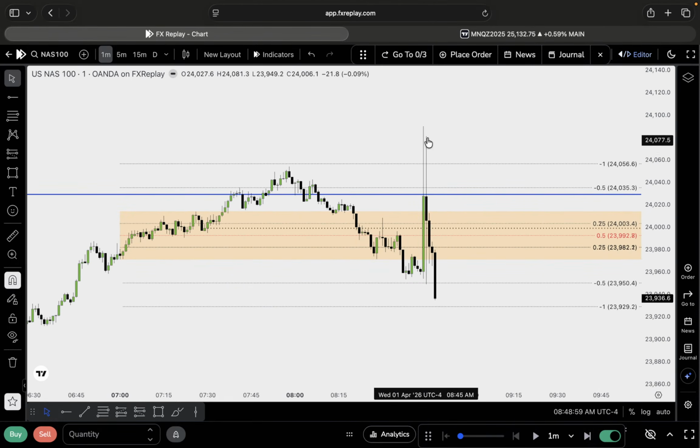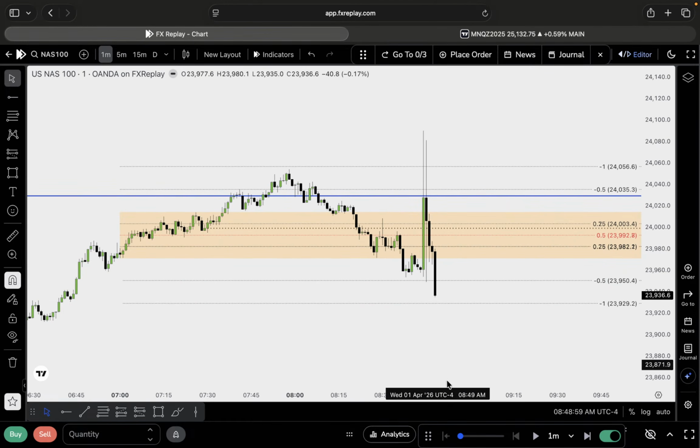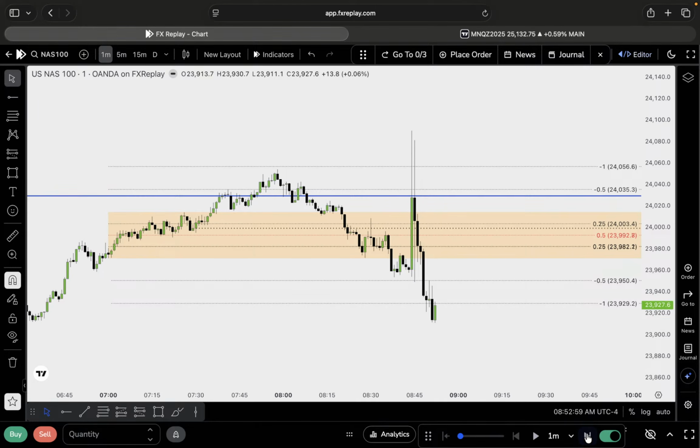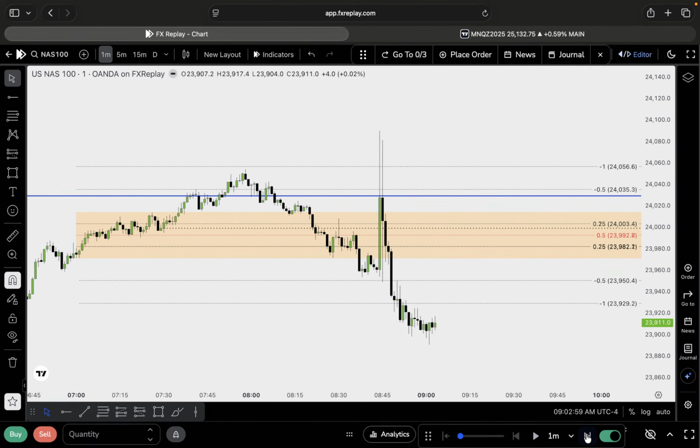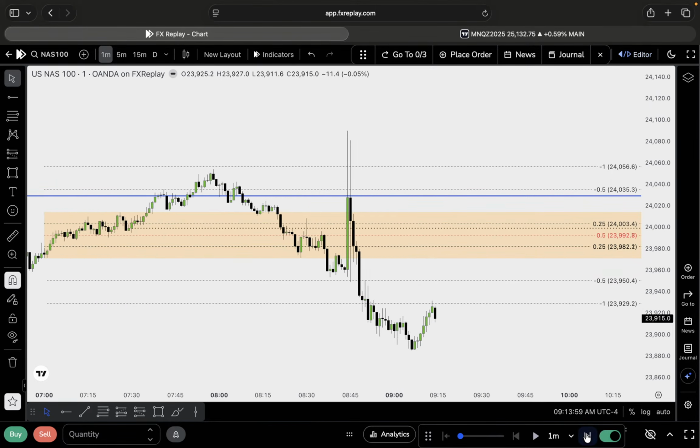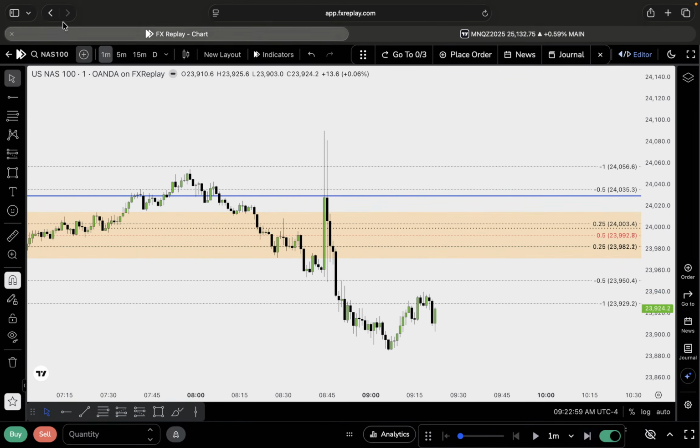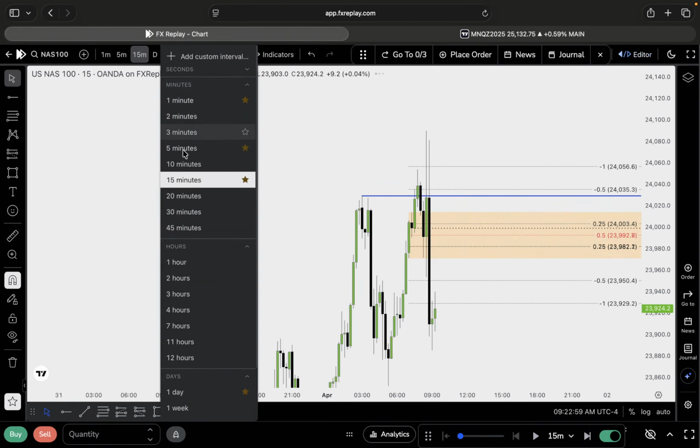Man, it's that manipulation to that -1. Now we could push back into here and then probably go bearish, but who knows if we could come back in there. Yeah, it's about to be 9:30, so let me just go to the next day.